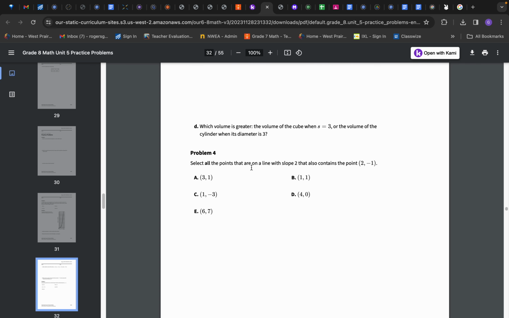And then it says select all the points that are on a line with slope 2 that also contain the points 2. This problem, don't worry about it. This is that one lesson that we kind of skipped.